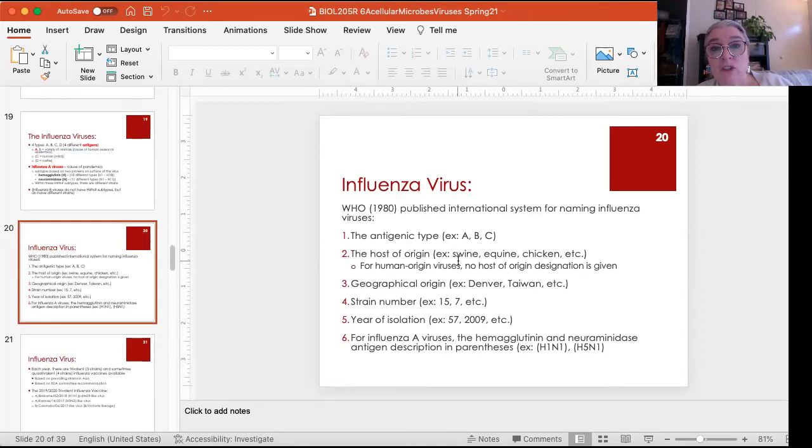The host of origin, in other words, what animal that particular influenza virus came from before it started infecting humans. The geographic location, the strain number, the year of isolation. And again, for influenza A, the H and N numbers that belong to that virus.